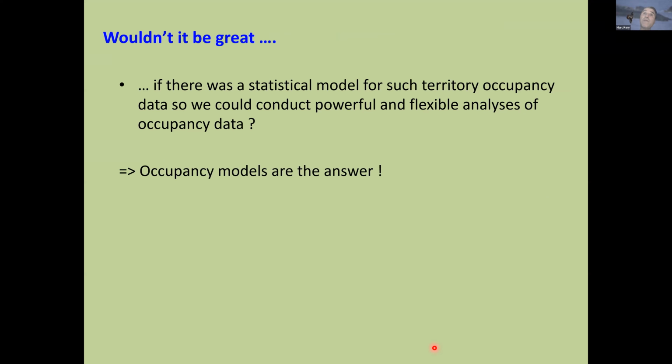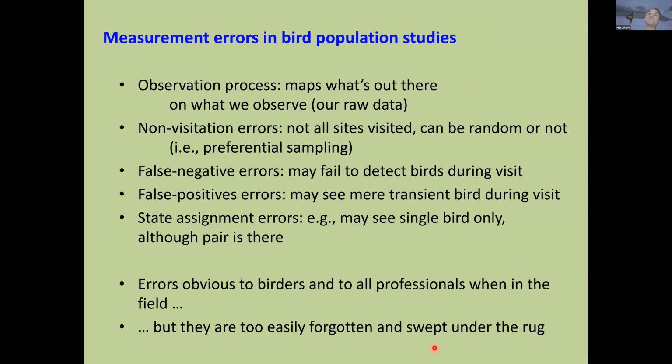But before we go to them, I have to look at some reality in the field, which is what's often called the observation process in population studies, or measurement errors in bird population studies. Now, the observation process can be broadly defined as the process which maps what's out there to what we observe, our raw data.